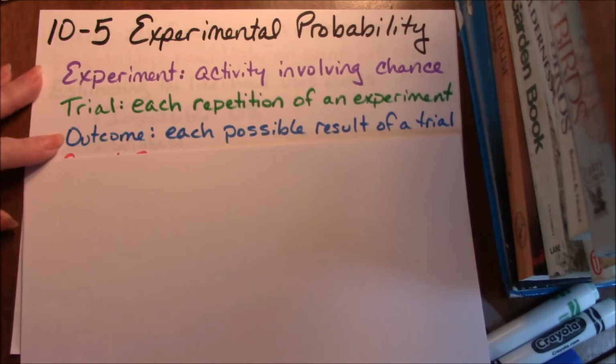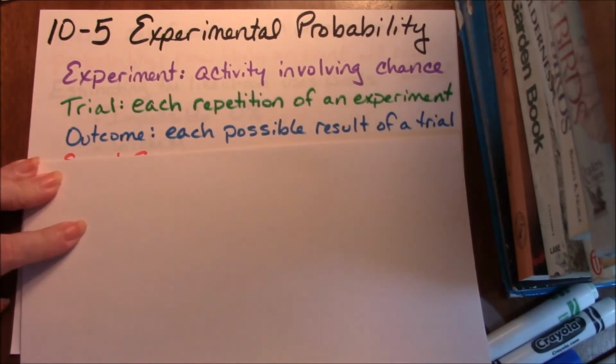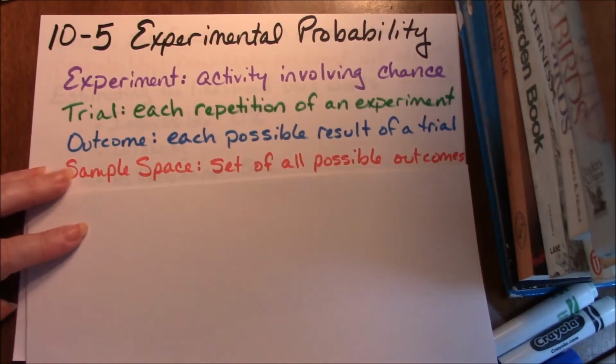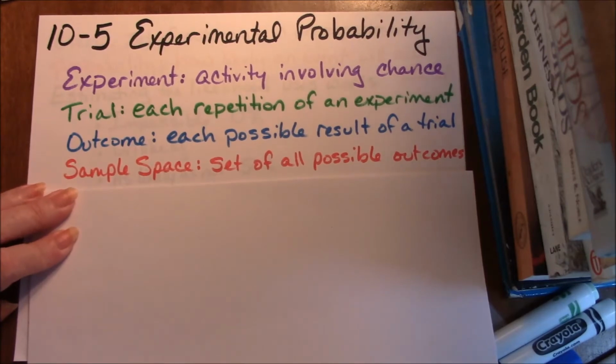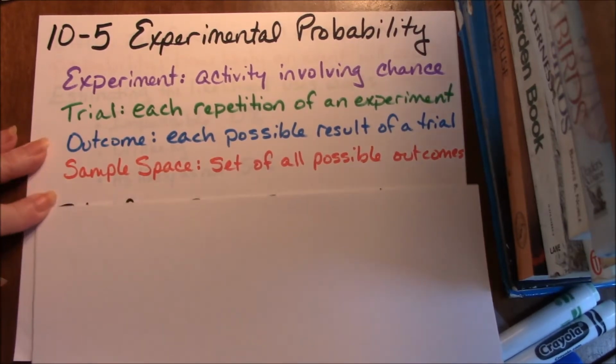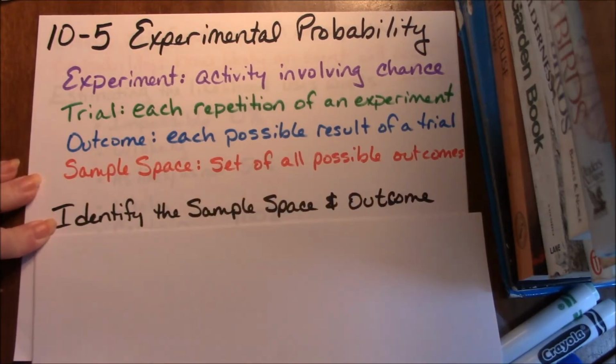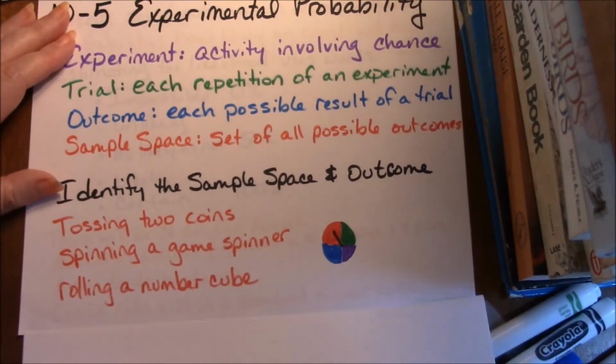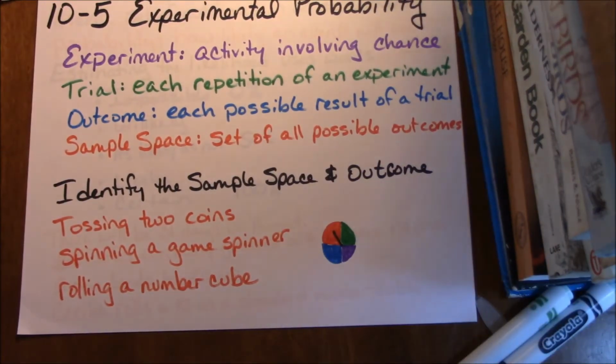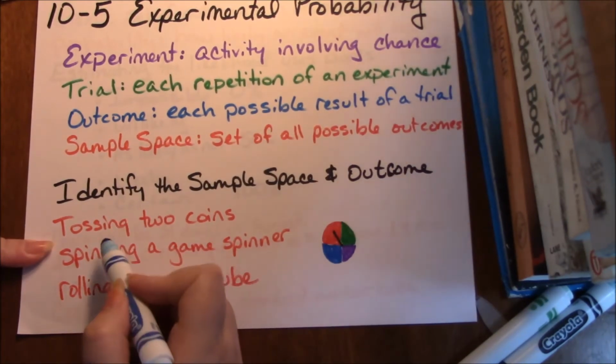The outcome is each possible result of a trial. So for any trial, I could get heads or tails. There are two outcomes. The sample space is the set of all possible outcomes. That would be heads and tails. So the first set of questions are going to ask you to identify the sample space and the outcome. And we have some common things that get asked when we're talking about probability.